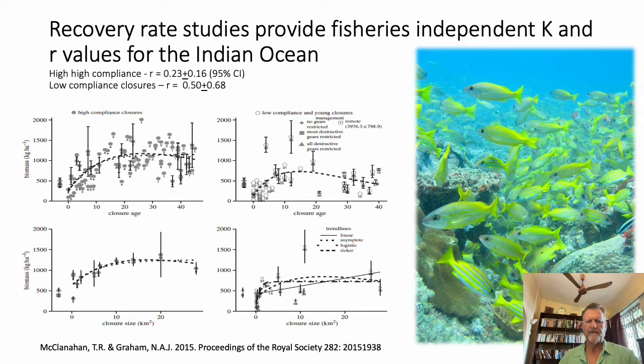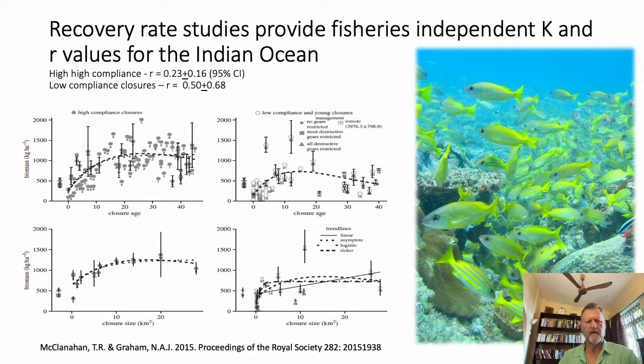You can estimate it from some of the known growth rates of fish or studies in other ecosystems. But in terms of coral reefs, I believe one of the better ways to estimate R is to look at space for time substitutions that can give you some estimate of how biomass might change over time. So this is an example for closures in the Western Indian Ocean where many of the closures are up to 45 years since fishing has largely stopped. And by fitting lines to that data, you can estimate the recovery rate, or R.